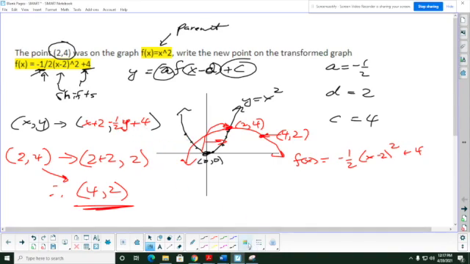Hopefully, wherever you're at in the course, you've covered this. This is mapping, and that's how you follow a point through. So hopefully that helps. Let me know if you need anything.